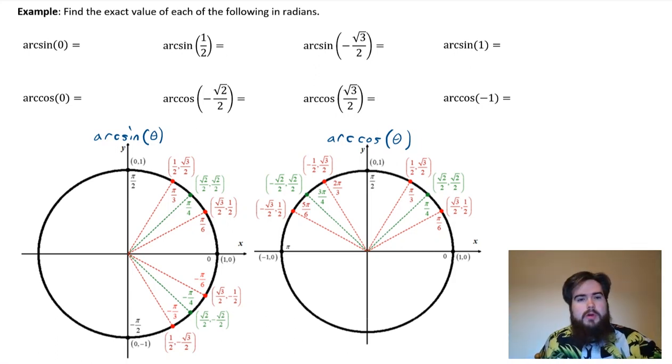In this example, we are going to find the exact value of each of the following in radians. As a reminder, when working with the functions of arc sine and arc cosine, we have to be intimately aware of what type of values we can have as an output, or what the ranges of both arc sine and arc cosine are. Arc sine has a range of values from negative pi halves to pi halves, whereas arc cosine has a range from 0 to pi.